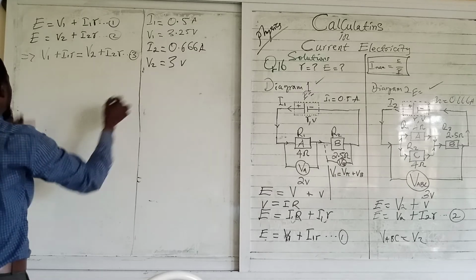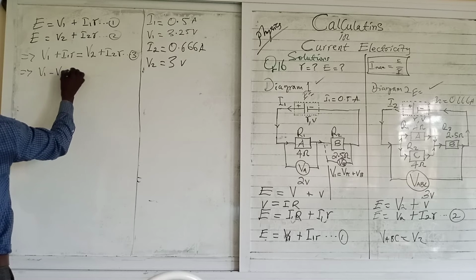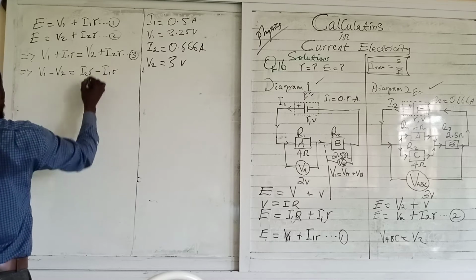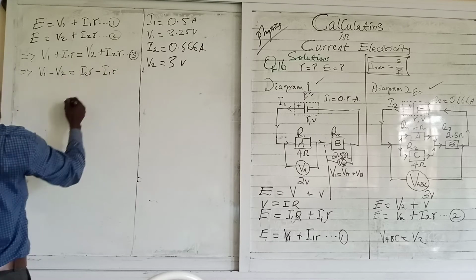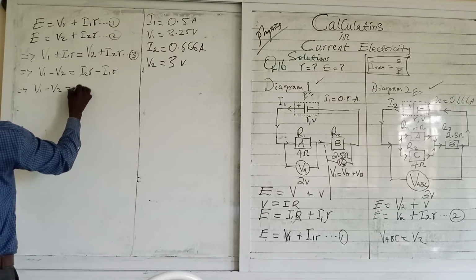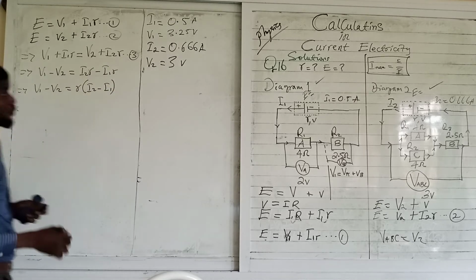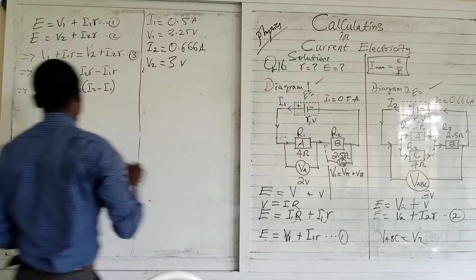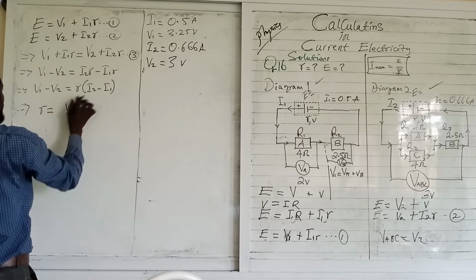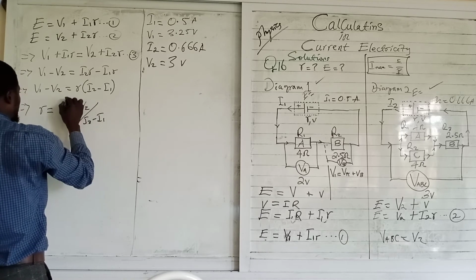So we are going to collect like terms. So this implies that V1 minus V2 is equal to I2R minus I1R. R is common here, so we factor small r out. So V1 minus V2 is equal to R into I2 minus I1 all closed. So they ask us to find the internal resistance in the cell. So this implies that small r is equal to V1 minus V2 divided by I2 minus I1.